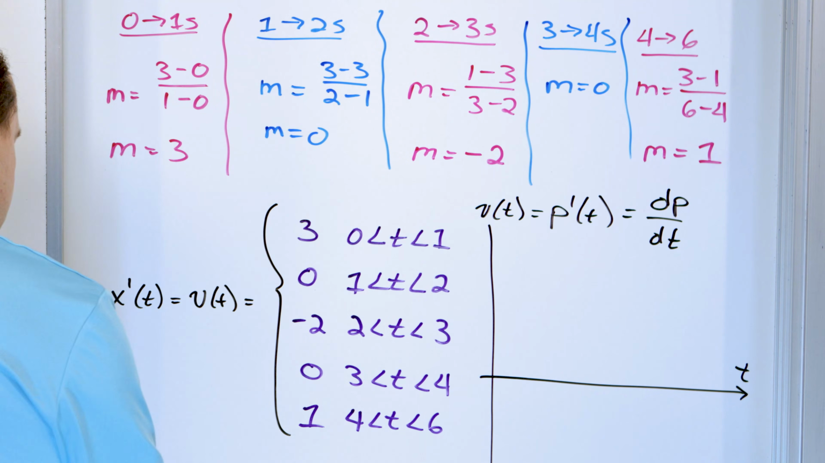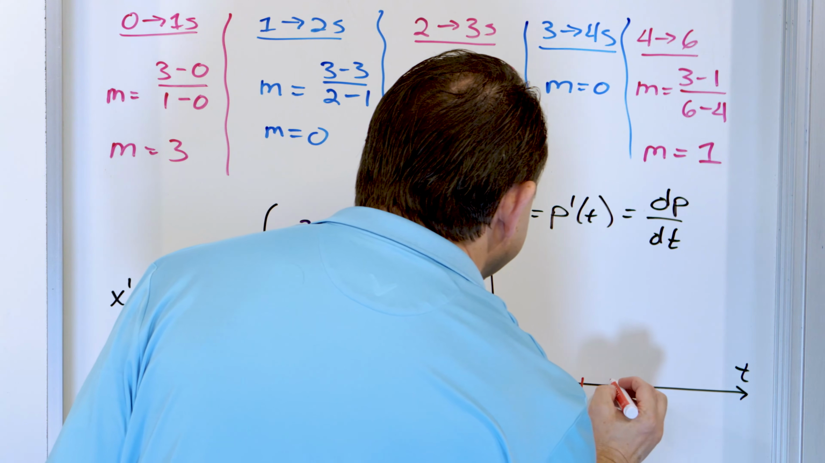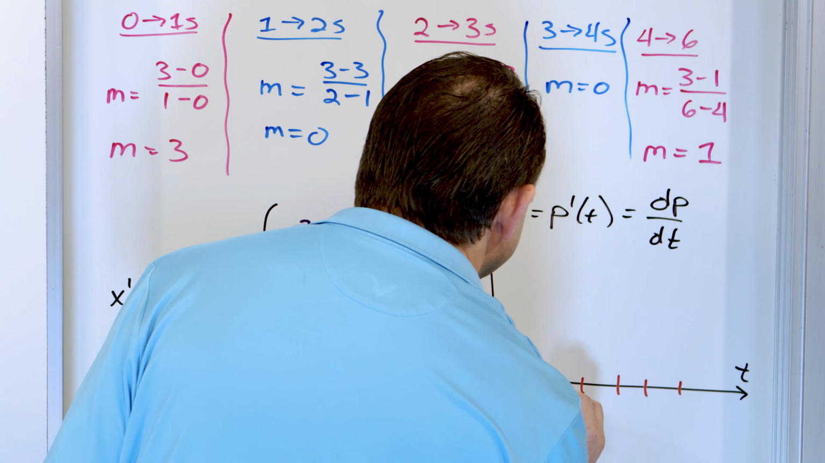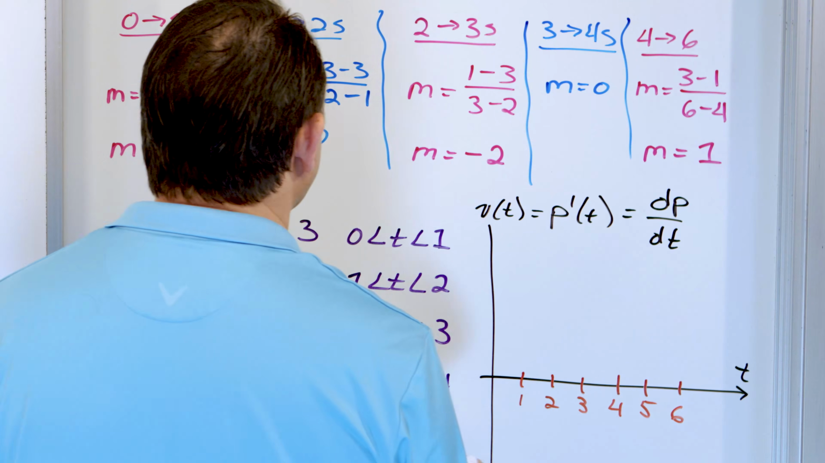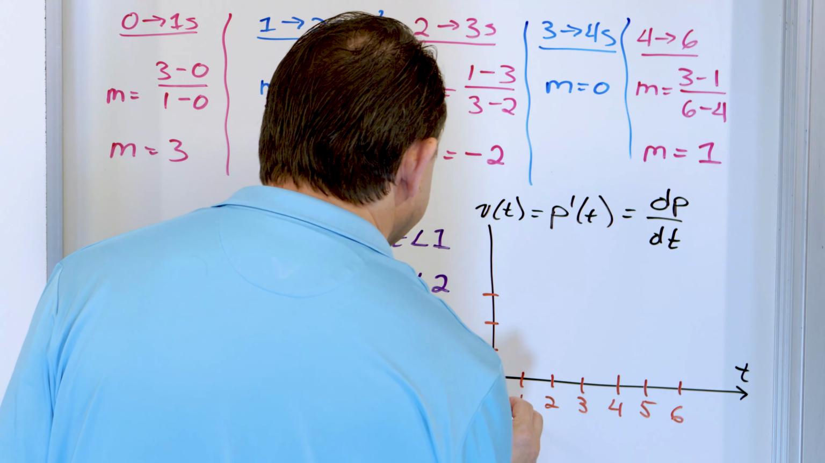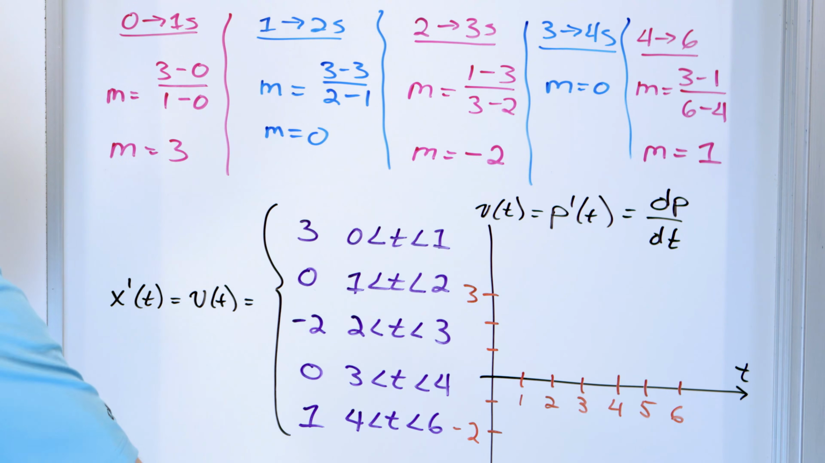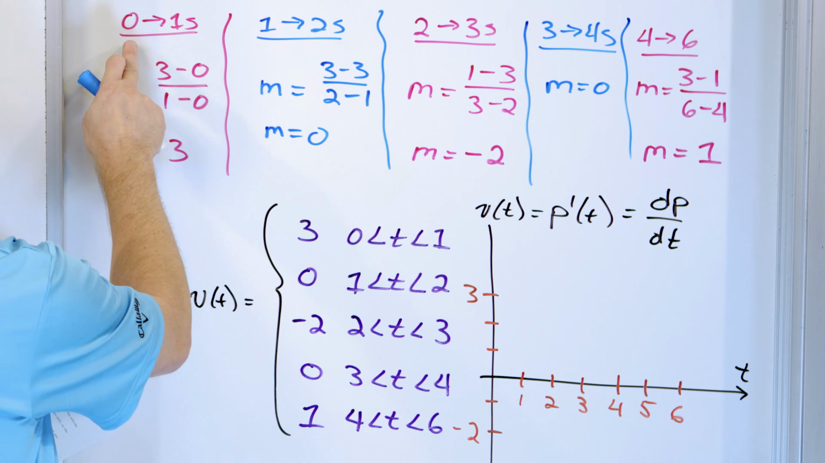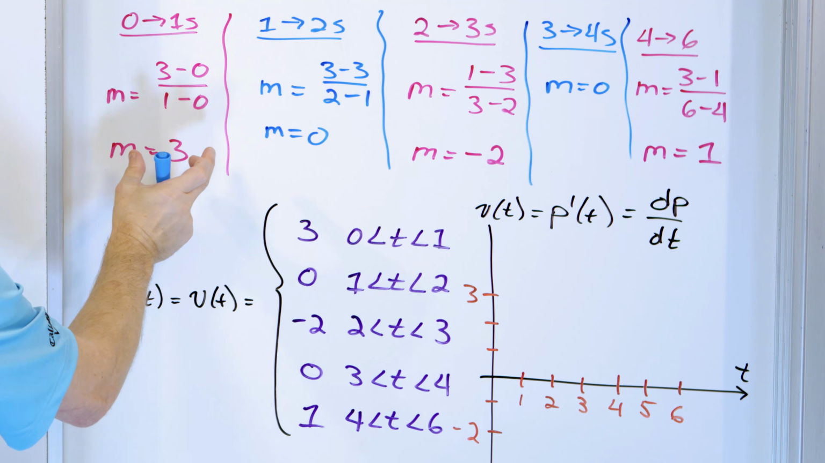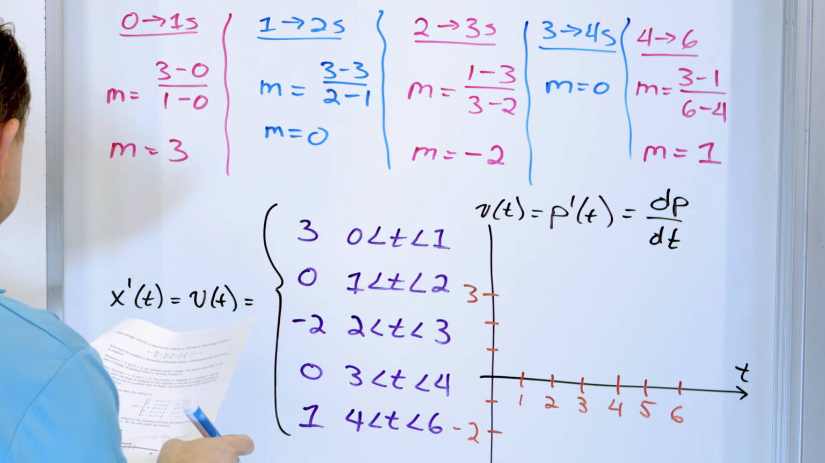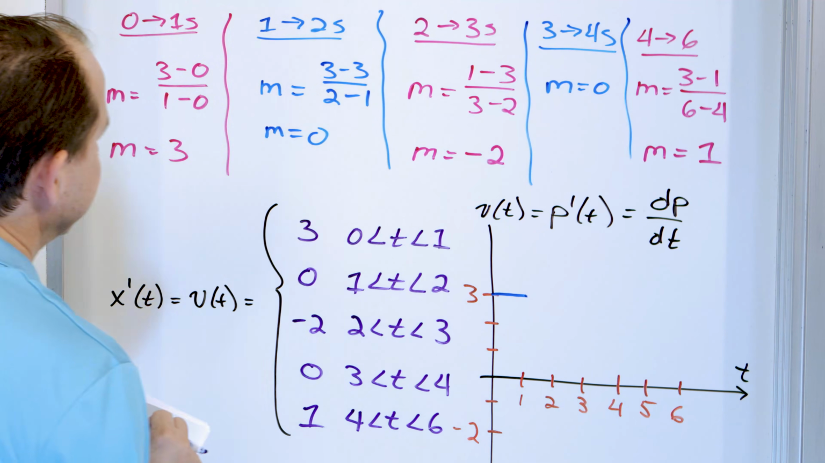Same exact thing. And then what we could do is we could go out to 6 seconds. 1, 2, 3, 4, 5, 6 seconds. And then we could go up to 1, 2, 3, and then negative 1, negative 2. So this is 3, and this is negative 2. And then we could say, okay, between 0 and 1 seconds, our speed, or our velocity, or our first derivative is 3, right? So we would have, between 0 and 1 second, a graph that was something like this.